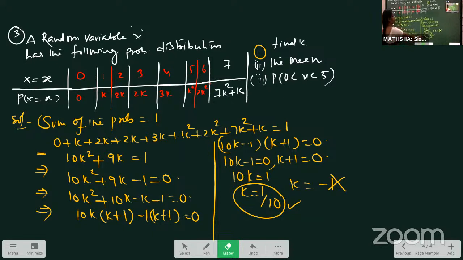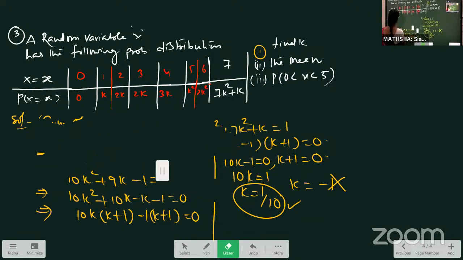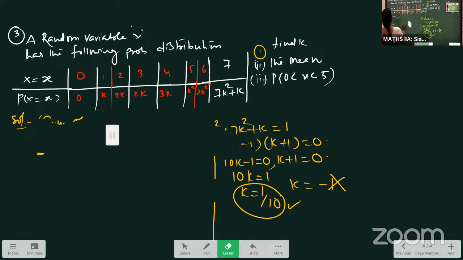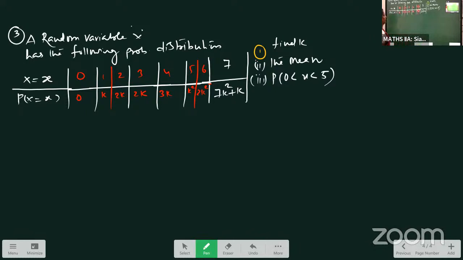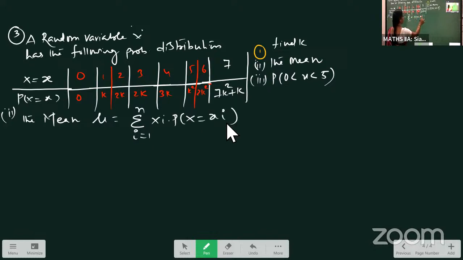So k is equal to 1 by 10, you remember this. Now I am removing this. Okay, so to find the mean, second bit. The mean formula is mu, sigma i equal to 1 to n, xi into P of x equal to xi.